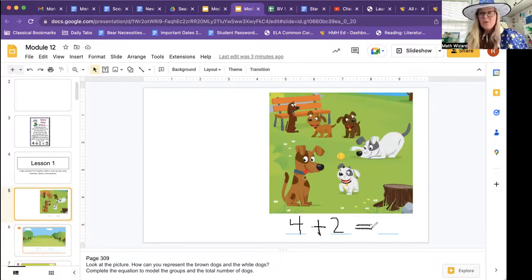So what we're doing is finding out how many that is. 4 plus 2 is equal to what number? Let's count. We have 4 brown, 4, 5, 6. 6 dogs in total. Does that equation match the picture? 4 brown dogs plus 2 white dogs equals 6. It does.